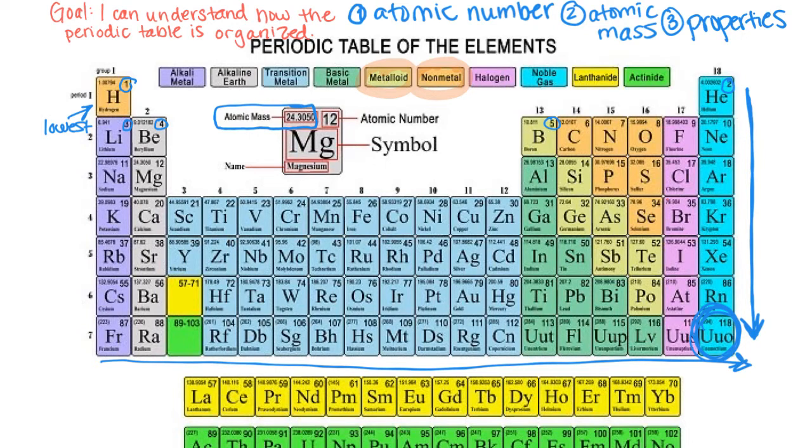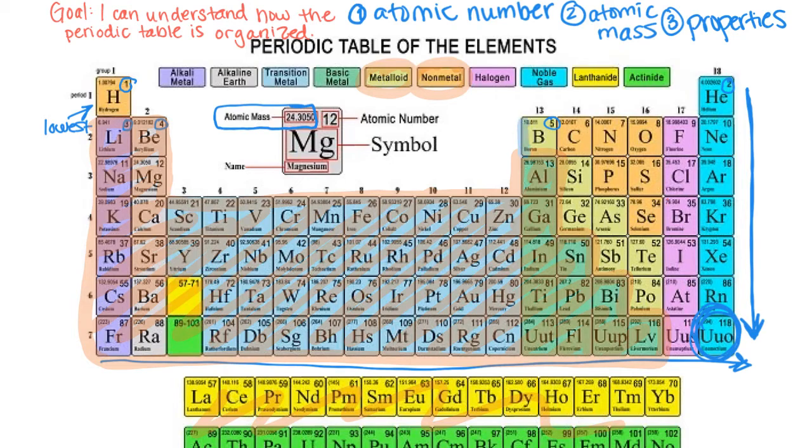First I'm going to show you where the metals are. The metals are basically from here all the way through here, go down, around, and these down here. So all of these are metals. All of the metals are mostly on the left side of the periodic table.